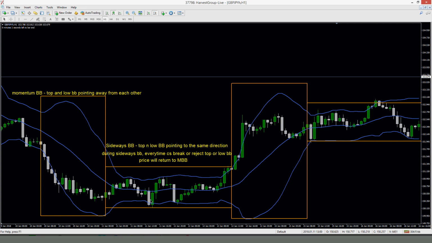So over this, we have a candle break, as what we have learned earlier on. This candle breaks the Bollinger Band. So during sideways BB, every time the CS breaks or rejects top or low BB, it will return back to middle BB, as what happens here. As soon as this next candle breaks mid BB, it's going to go for top BB, and the Bollinger Band is still sideways. Then obviously you have a rejection on top BB again, and it goes back to middle BB one more time. This is how things work in the sideways Bollinger Band.